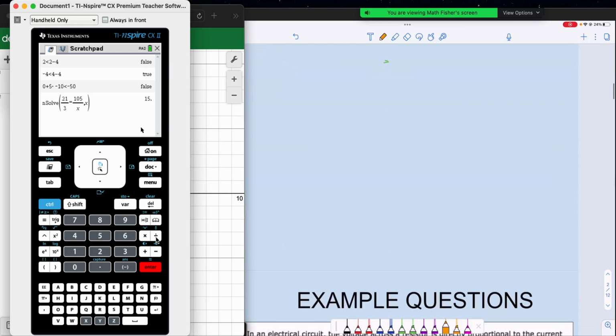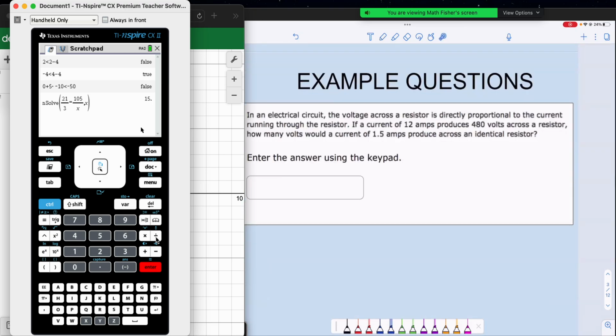All right, next one. It says, in an electrical circuit, the voltage across a resistor is directly proportional to the current running through the resistor. If a current of 12 amps produces 480 volts across a resistor, how many volts would a current of 1.5 amps produce across an identical resistor?